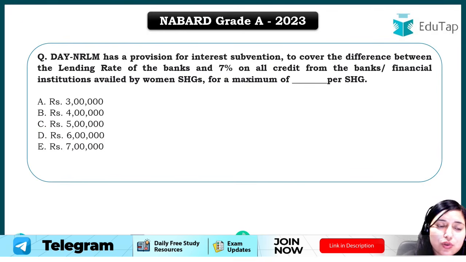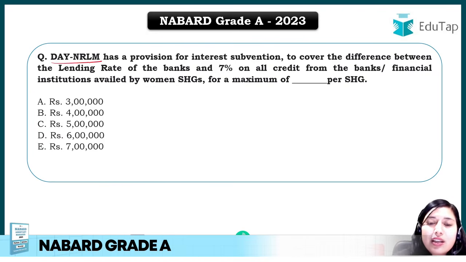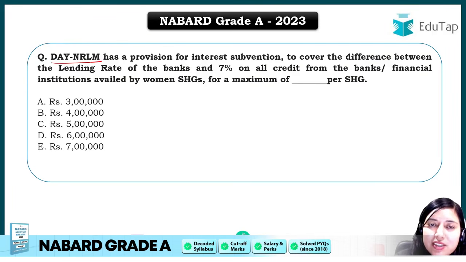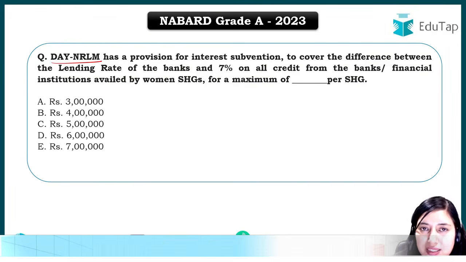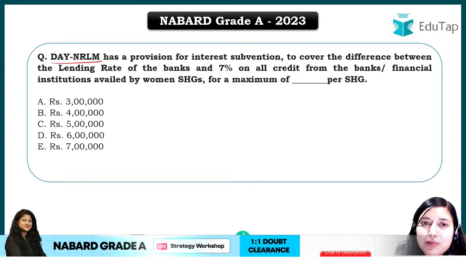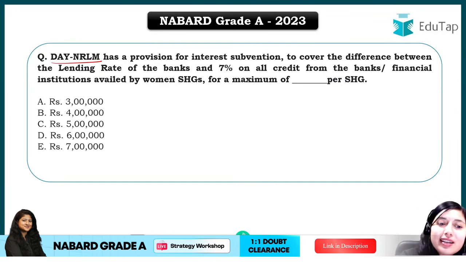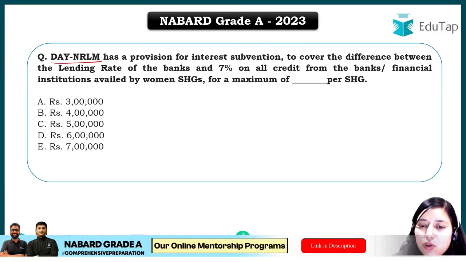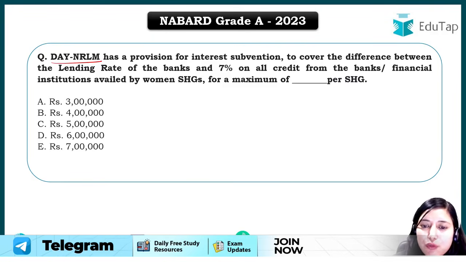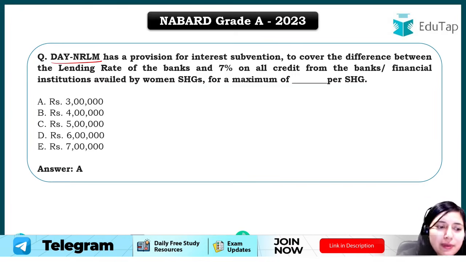Again our next question is from scheme, which is DAY-NRLM. Now you see MGNREGA, DAY-NRLM, water and sanitation, these are something which are directly mentioned in your syllabus also, so you have to cover all these schemes very well. DAY-NRLM has provision for interest subvention to cover the difference between the lending rate of the bank and 7% on all credit from the bank financial institute availed by women SHG for a maximum of dash per SHG. So answer for this will be 3 lakh per SHG.